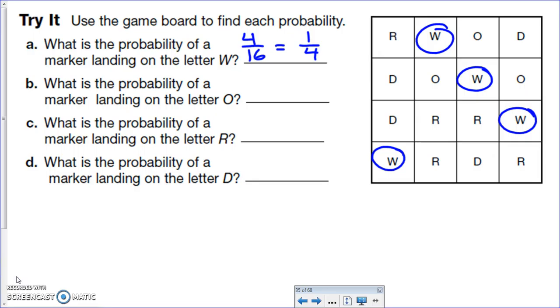Next, B asks, what is the probability of the marker landing on the letter O? So next thing we're going to do is take a different color and we're going to circle the O's we find. As we can see, there are 3 O's, which gives us a probability of 3/16, which we know cannot simplify.